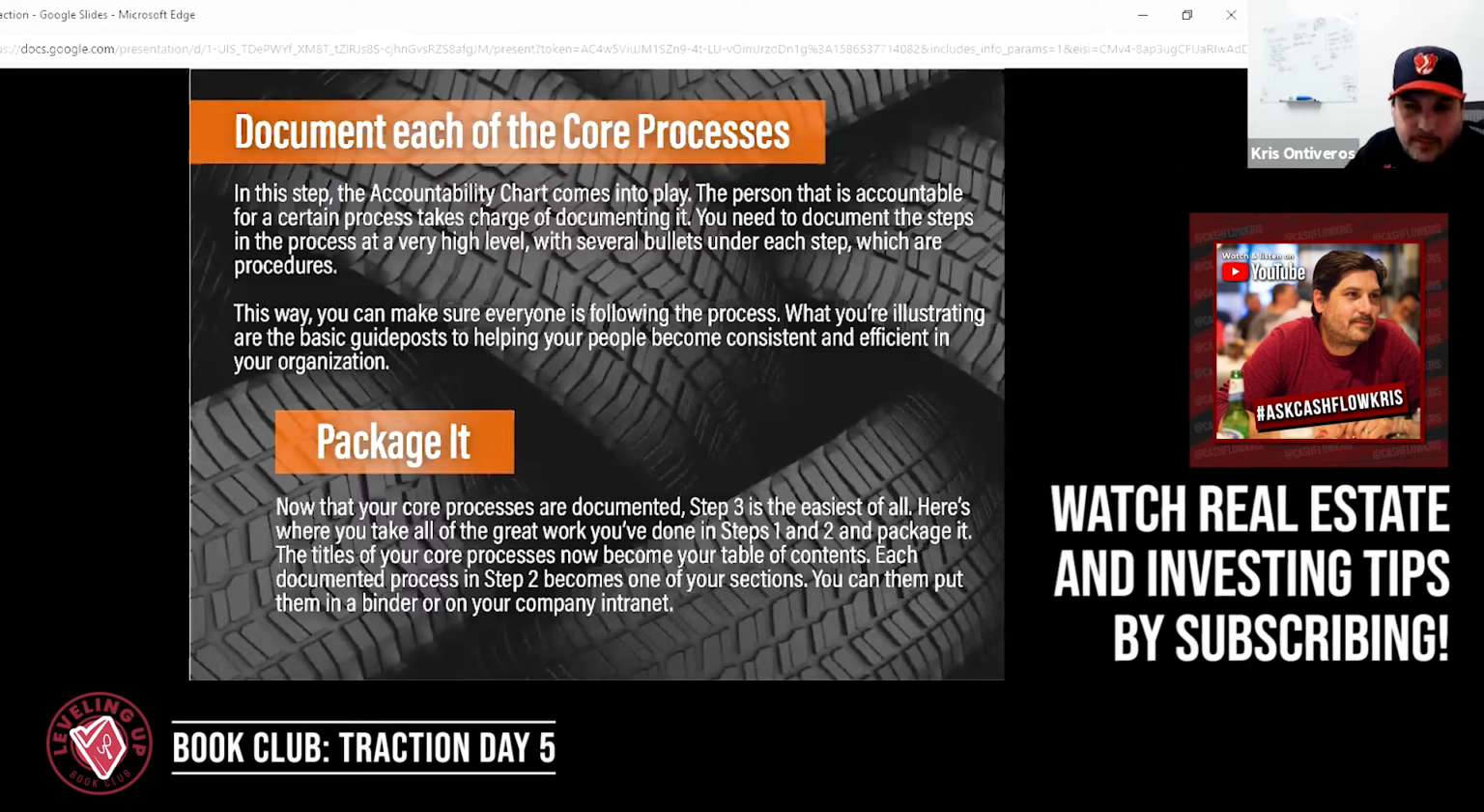A few things from the book that I noted. When documenting the process, you should follow the 20-80 rule. We like to call it the 80-20 rule. Focus on and document the 20% of the process that produces 80% of the results.